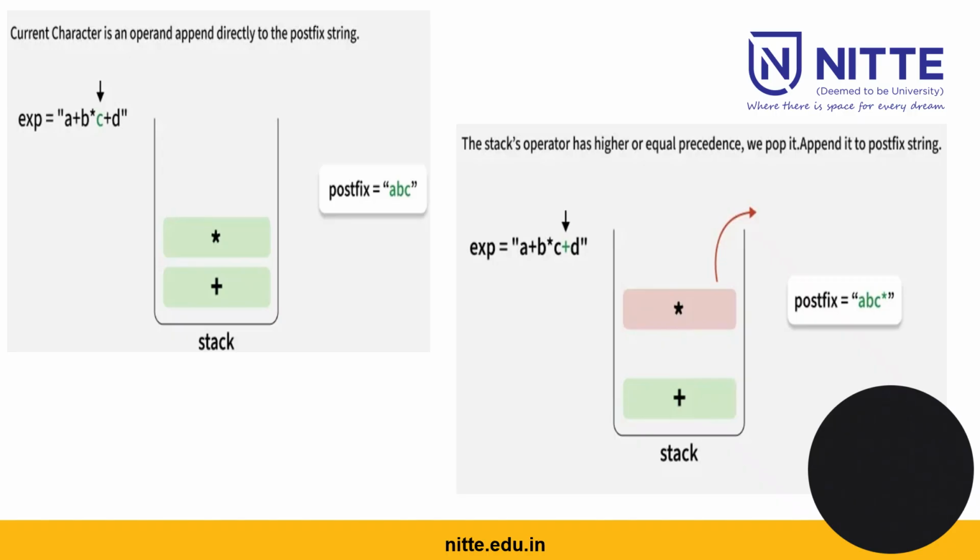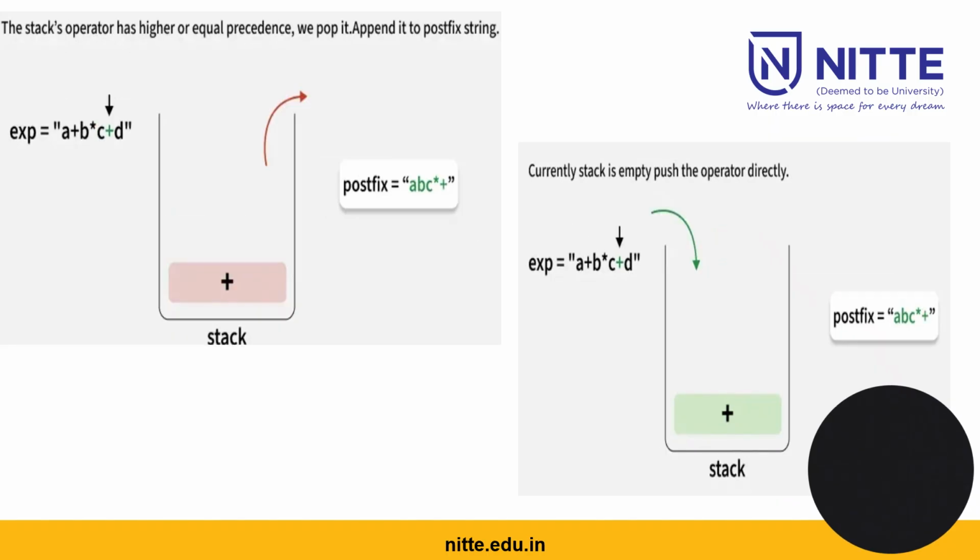Now we will encounter plus. Okay. So here this plus operator has equal precedence with the one already in the stack. So that is why we pop it again. So it will become ABC star plus. Right now the stack is empty because I have popped this plus from the stack.